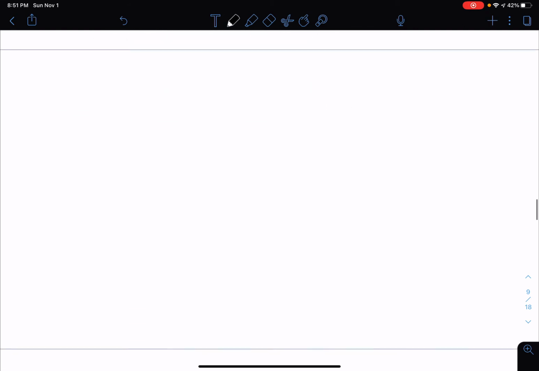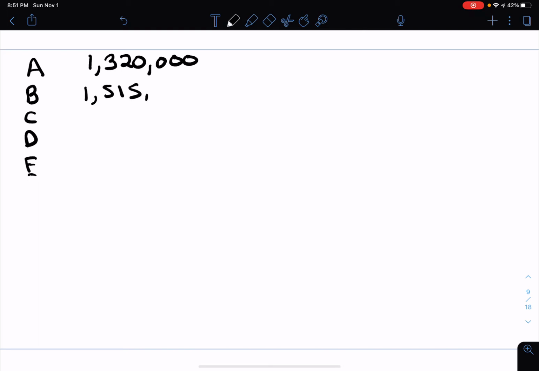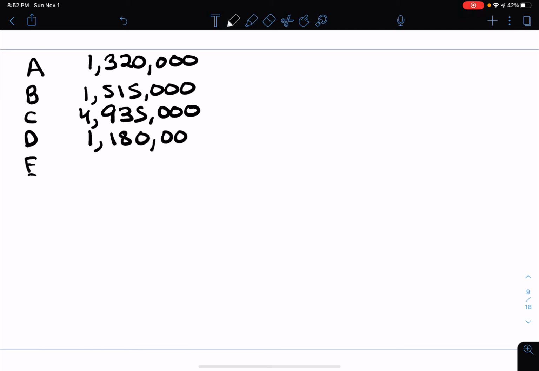Okay, for example, another country with 5 states. Let's say that state A has 1,320,000, so it's going to be similar to the example earlier, but the populations have changed. State B has 1,515,000. State C has 4,935,000. State D has 1,180,000. State E has 1,112,000.